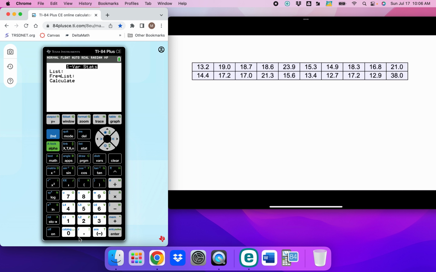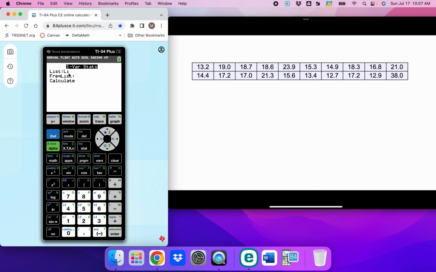I'm going to clear this again. I want L1, so I'm going to do second number 1 to get list 1. Notice that it goes all the way up to list 6. So you could use the different lists. If you had different data sets that you were comparing, you could put data in all of the different lists and use them for different things.